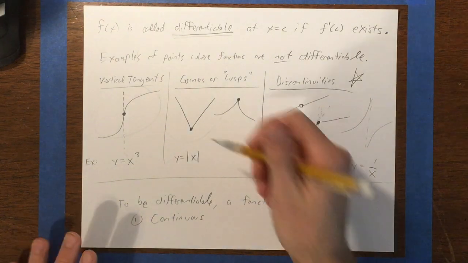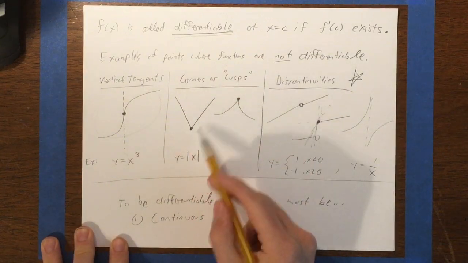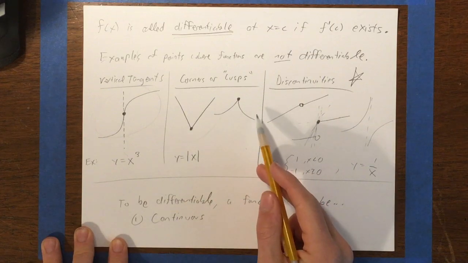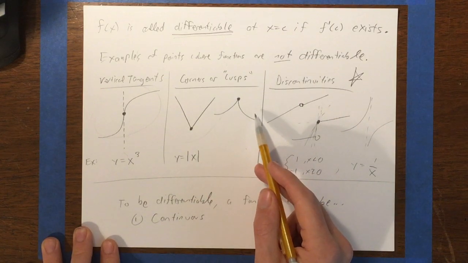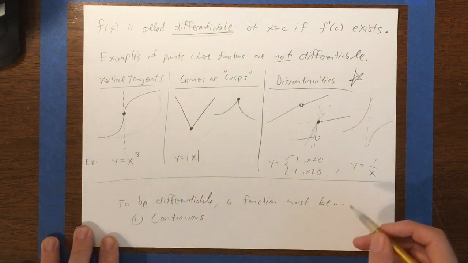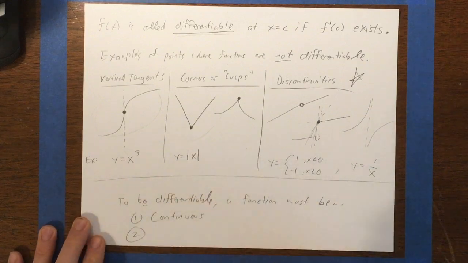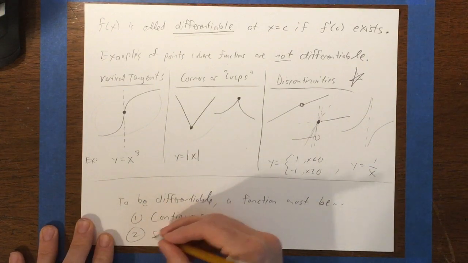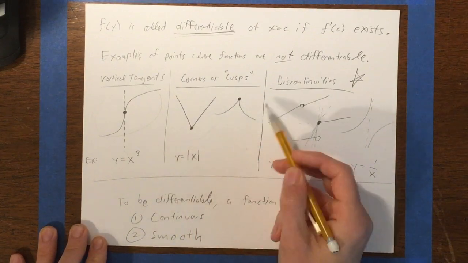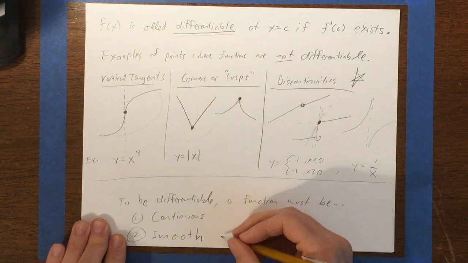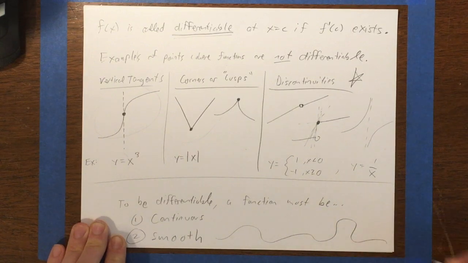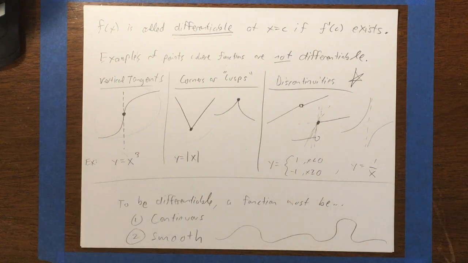But it's not enough because, as you can see in the first two examples here, these are continuous, right? With this corner and this cusp here, these are continuous at those sharp points, and yet it's not differentiable. Same with the vertical tangent. It's continuous, but it's not differentiable. So a second thing that's required is what's called smooth. So smooth means you don't have any of these corners or cusps. So I'm not going to define what smooth means very rigorously, but it's pretty intuitive. A smooth curve is one that doesn't make any sharp corners.